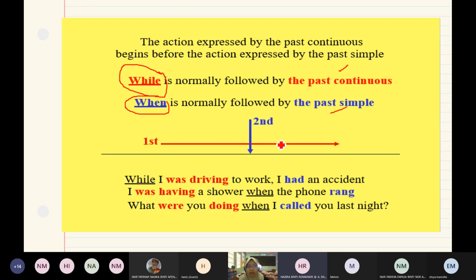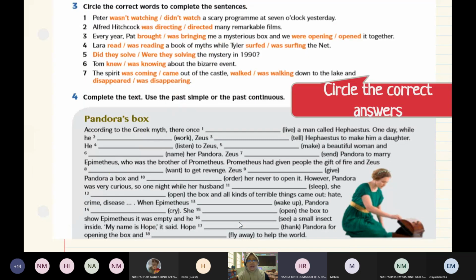Example: while I was driving to work, I had an accident. I was having a shower when the phone rang. What were you doing when I called you last night? There are two exercises from the textbook itself that I would like you to do. You are going to do exercise number 4 only in your book.